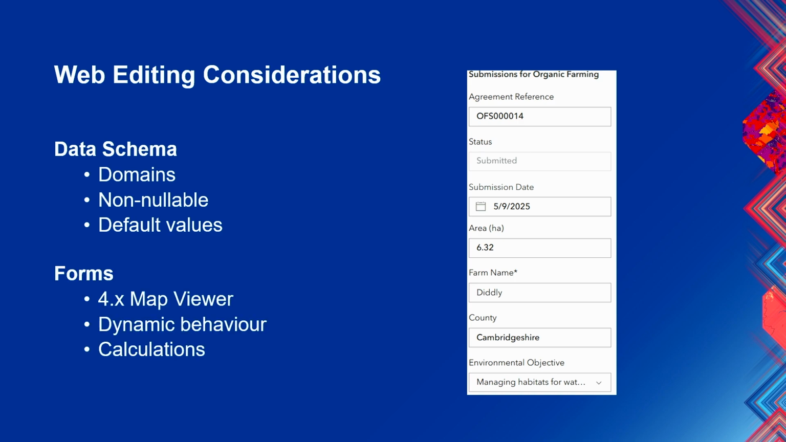Enhance your data schema using forms. These are available to configure in the 4.x map viewer. You can incorporate your business workflows and dynamic behavior, and also do things like calculations, like we've seen in Ben's Instant Apps demo, where you can auto-calculate that county based on the intersection of the polygon and convert the area in meters to hectares, as an example. So Ben, tell us a little bit more how you set that up.